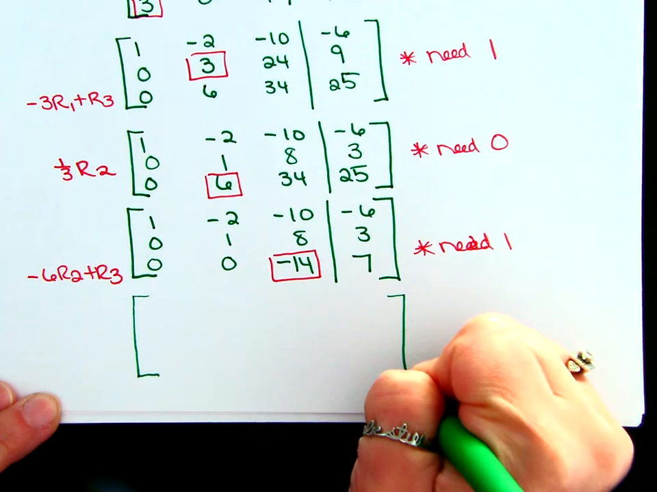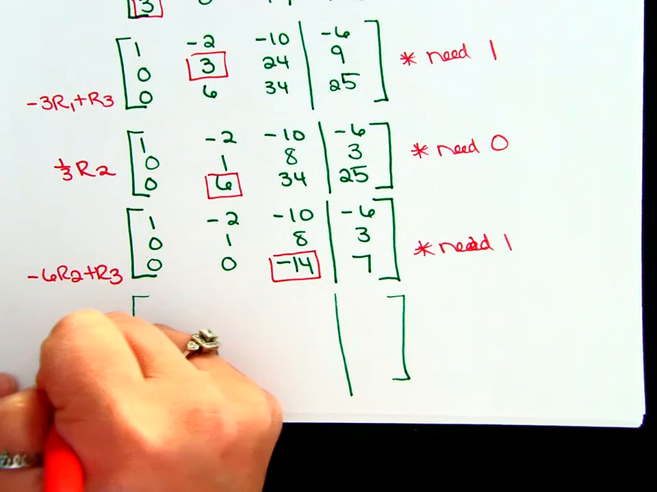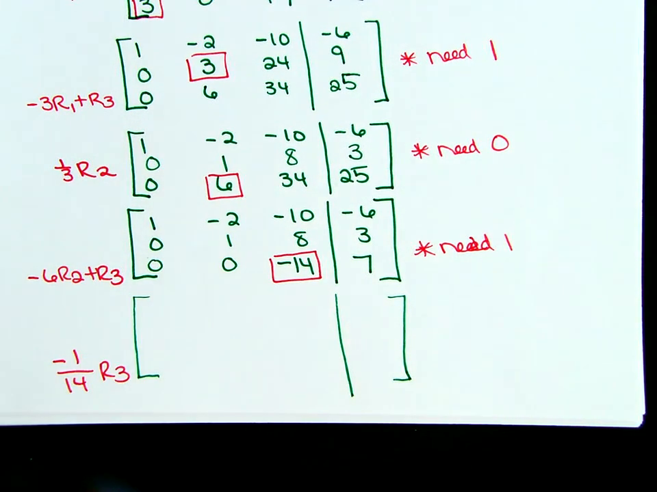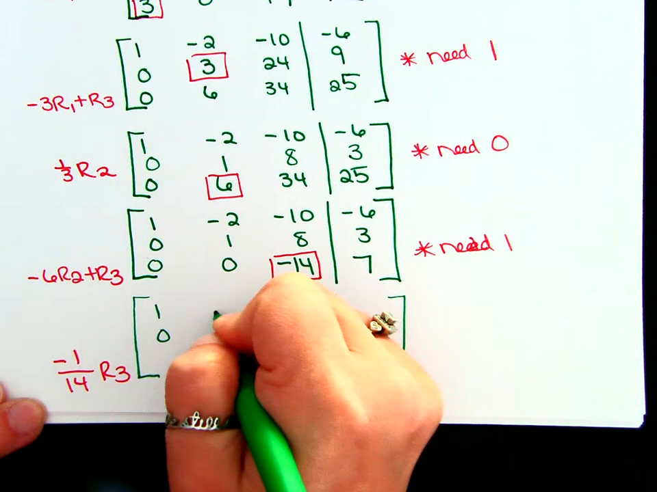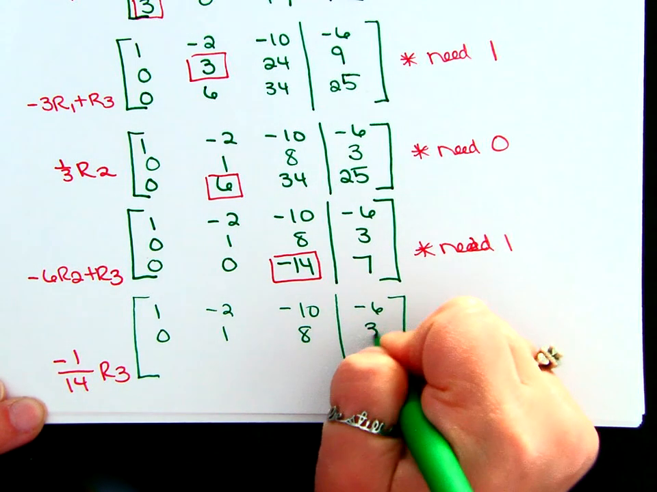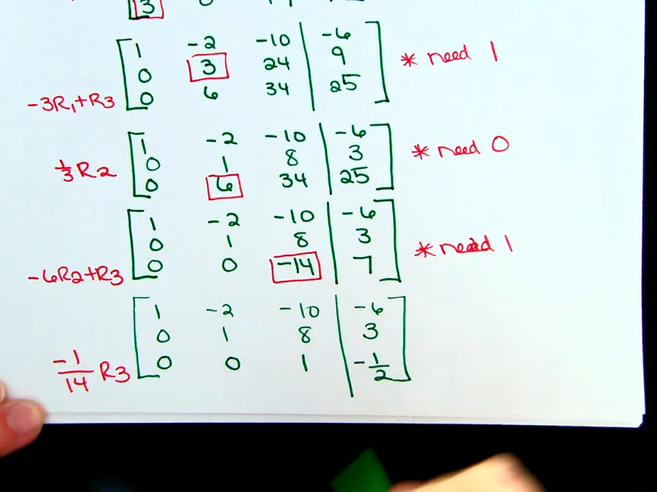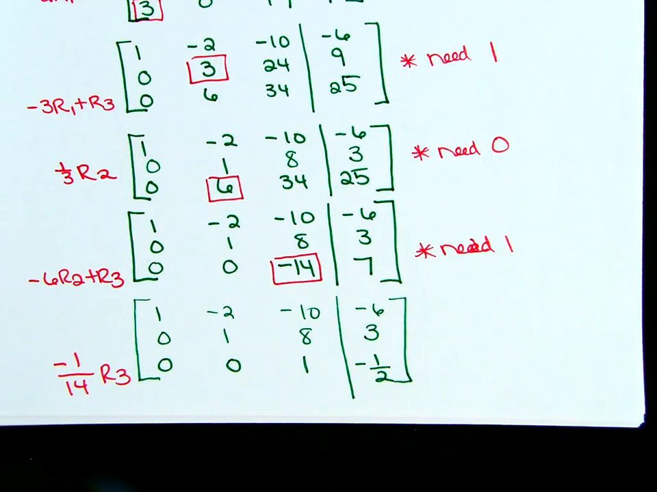Yep. I'm going to multiply that whole third row by negative 1/14, which sounds really crummy, but if you look at the numbers we're dealing with, they're not too bad. So the first two rows don't change. Eight, negative 6, 3, 0, 0, 1, negative 1 half. Okay, you're like, great, we got what we wanted. Now what did we get?